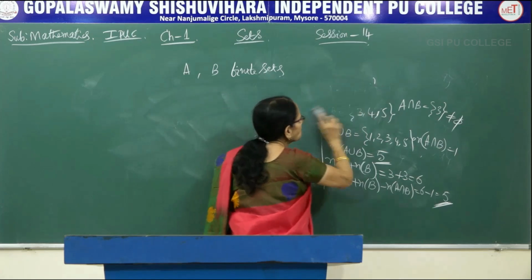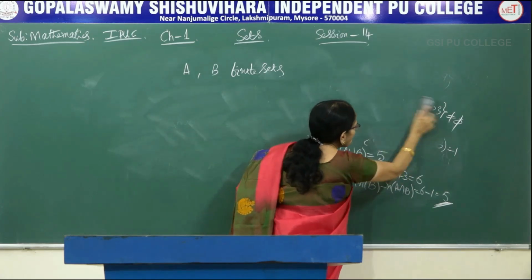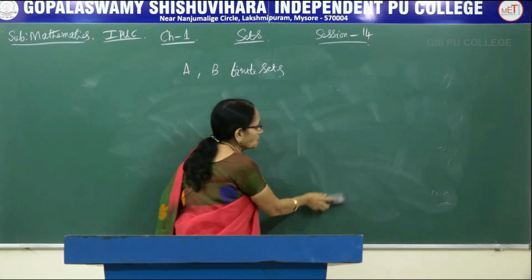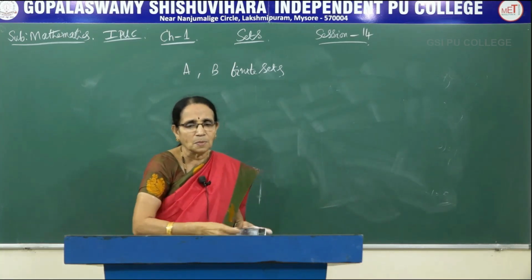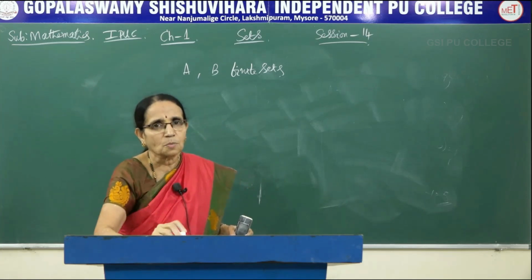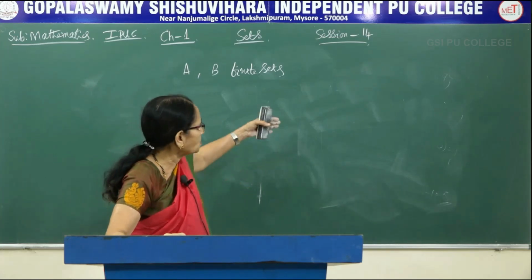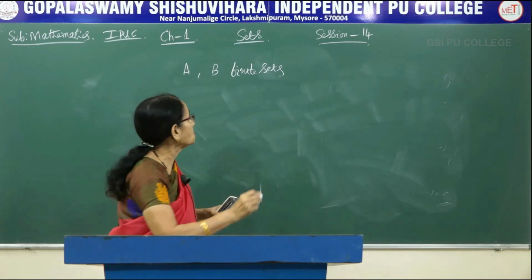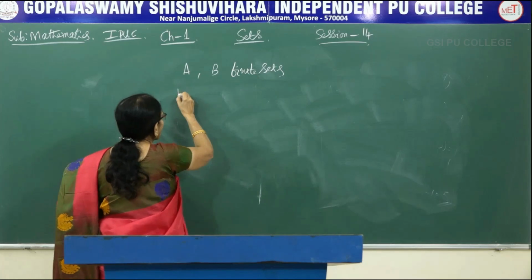Now, these two you have to remember. Of course, the first formula comes as a particular case of the second formula. If there is no common element, it means N of A intersection B becomes 0, no element would be there. So, it is as good as the second one, but we write them separately. Now, let me move on to the third formula.